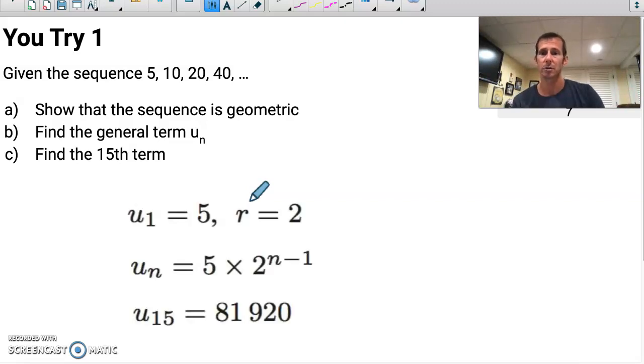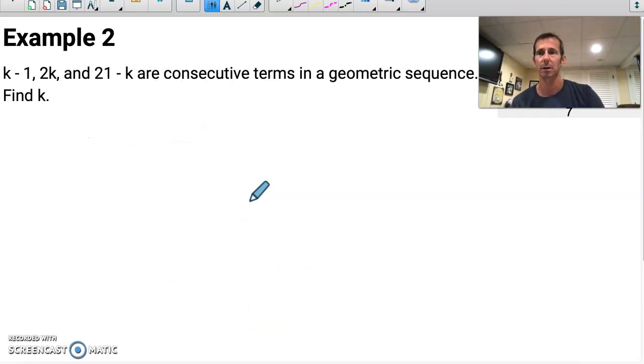There's your first term, which is 5. Your ratio is 2. There is a formula for the 5th term, and the 15th term would be 8192. So when we come back with video 2, we're going to start on example 2.